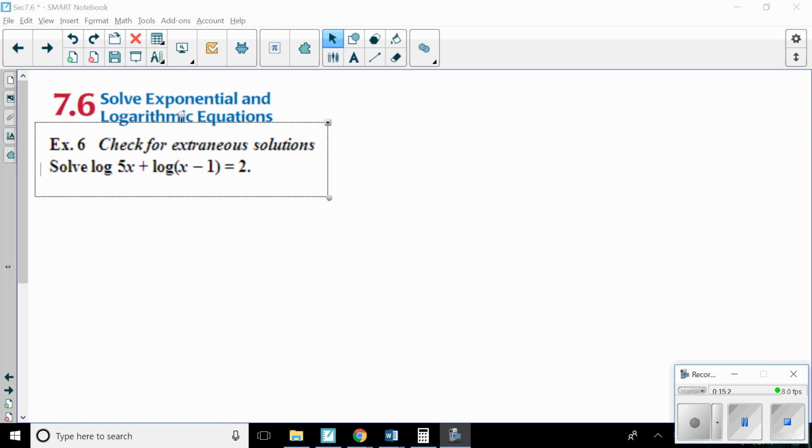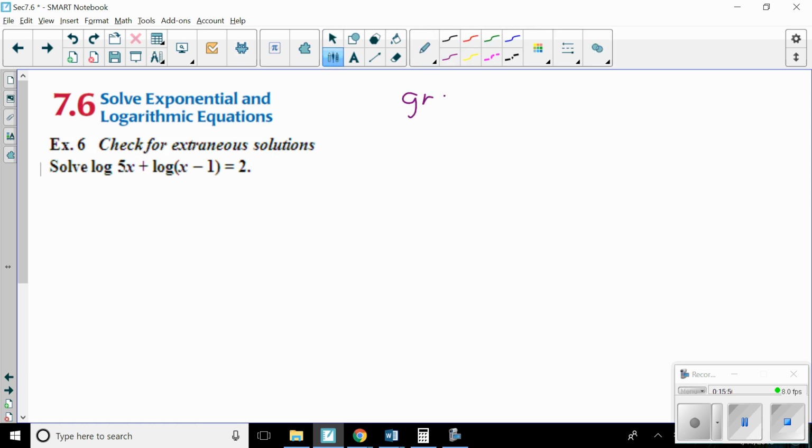All right, in this last example, we're going to apply still the same properties that we've been using, but in this case, we have two separate logs that we're adding together, and so we're going to end up with an x squared term, which is going to give us two answers. And when that happens, we always have to make sure we check for extraneous solutions. So there are two ways you could do this. The first way, you can graph this equation.